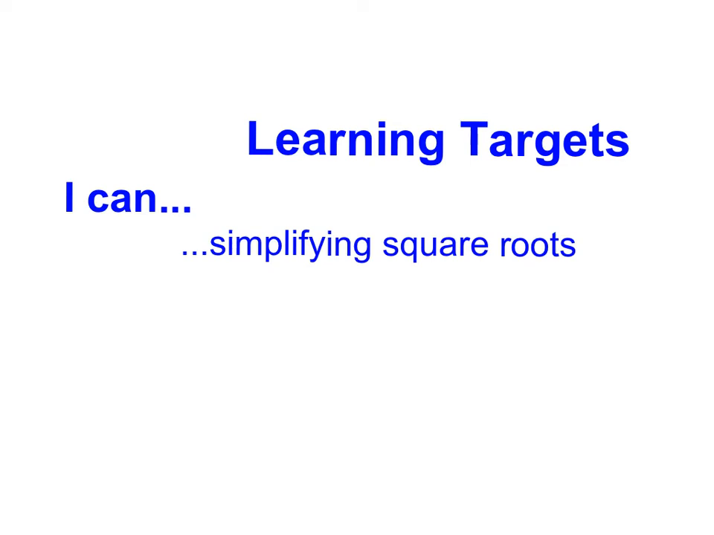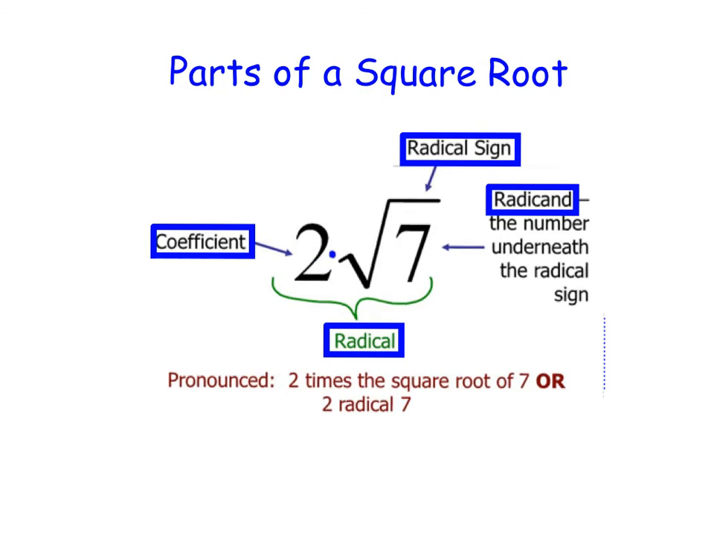In this video, we will review how to simplify square roots. So I just want to quickly review the parts of a square root before we start to simplify them. First, remember that the number out in front of the square root, not underneath the root itself, is called the coefficient.